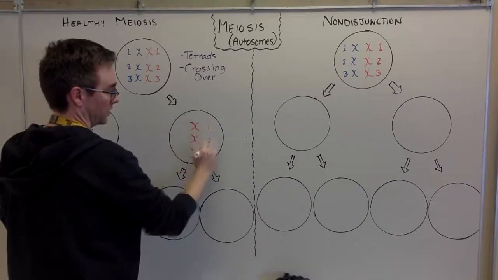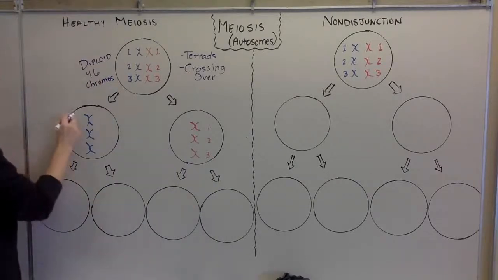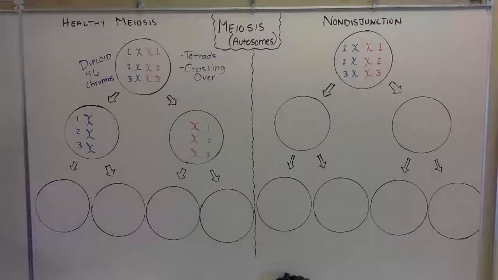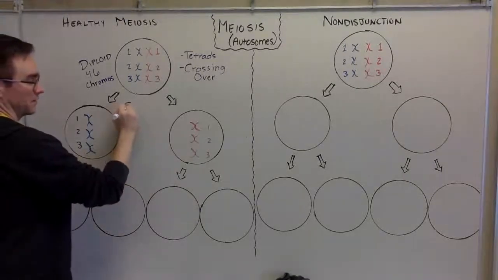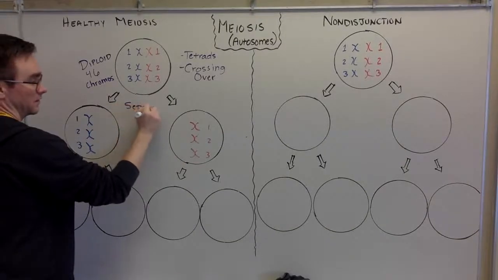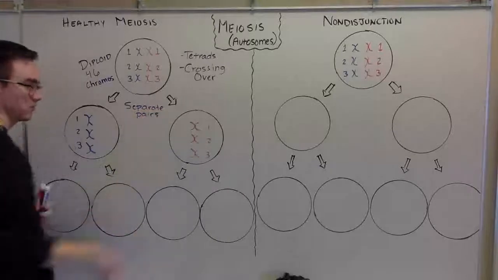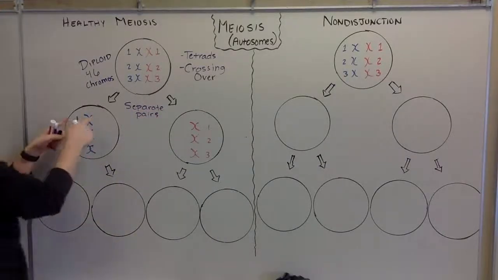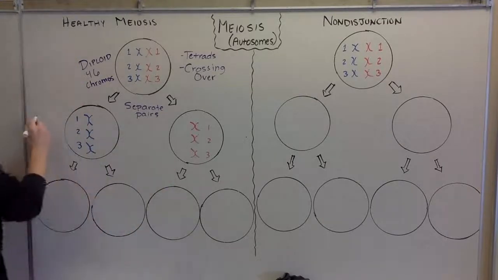So we have the number 1, the number 2, and the number 3 over here, and in this cell number 1, number 2, number 3 there. Basically what we've done here is separate the homologous pairs. That's what we're supposed to do there. Since each one has just one number 1, one number 2, one number 3, we now have 2 haploids.